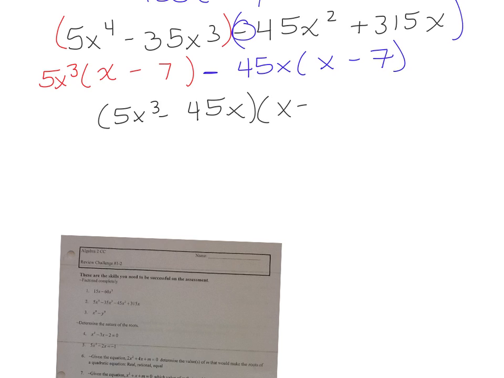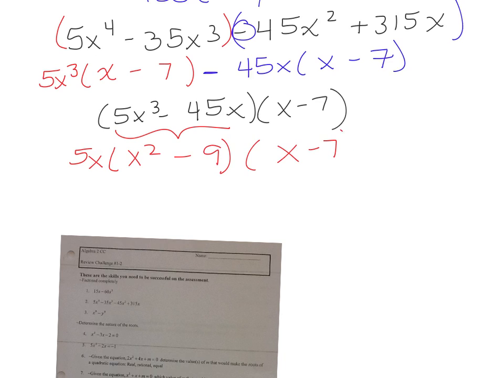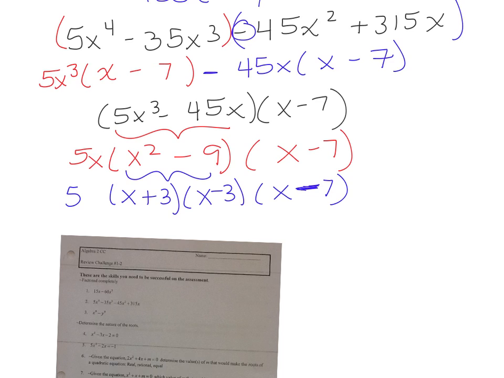And then I notice that in here, there is a GCF, and the GCF is 5x, so I have to factor that out. So 5x times x squared minus 9, and then I still have x minus 7. And then I notice in here, I have the difference of two perfect squares, so I have to factor that. That's x plus 3, x minus 3, bring down the x minus 7, x minus 7, and 5x.